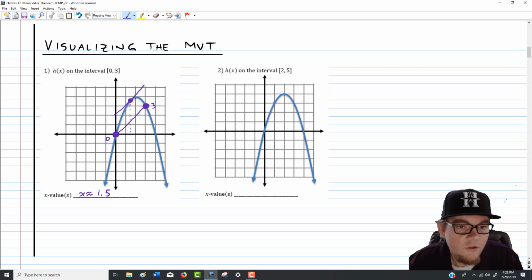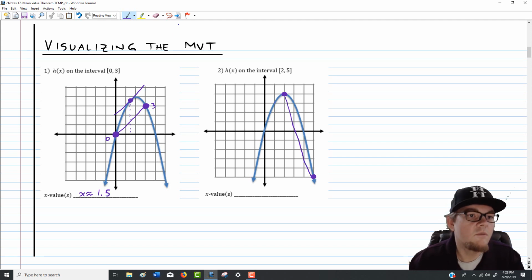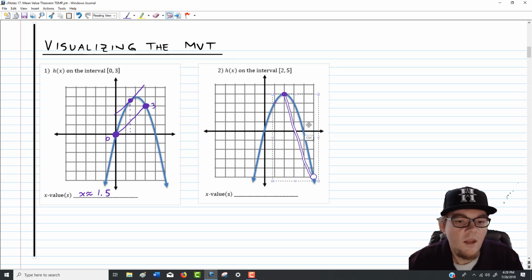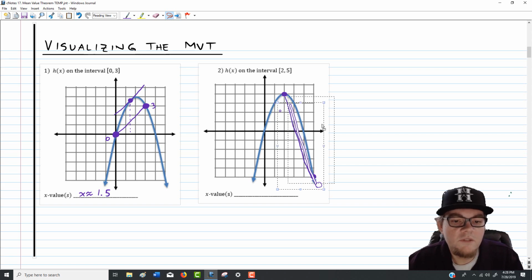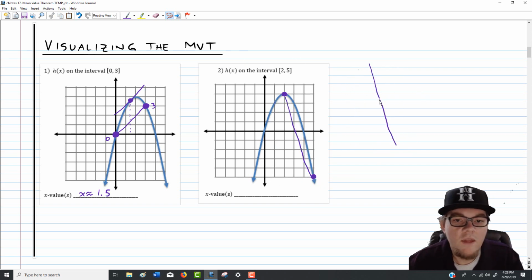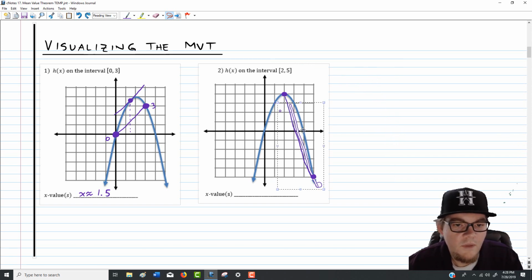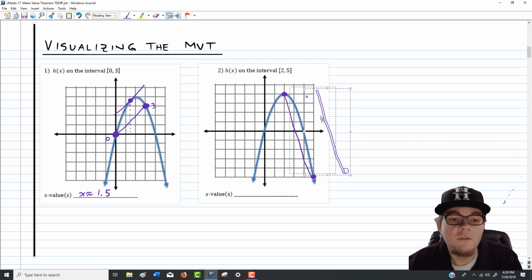The second one asks us to choose 2 to 5. So let's see if we can do that. There's 2, so it might be kind of tough to draw. 5 is all the way down there, so it can be a little bit of a challenge. So there is what appears to be our secant line. Again, the mean value theorem says that there's going to be a spot where the tangent line is parallel to it. And again, I've been sliding through that continuity and differentiability spot just because we're going to deal with that in just a moment.